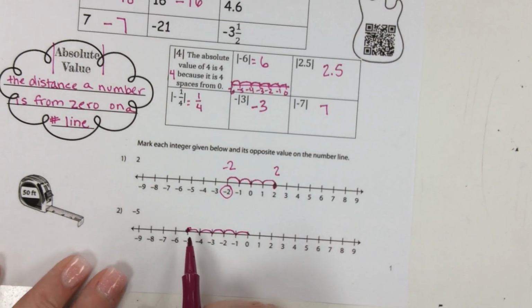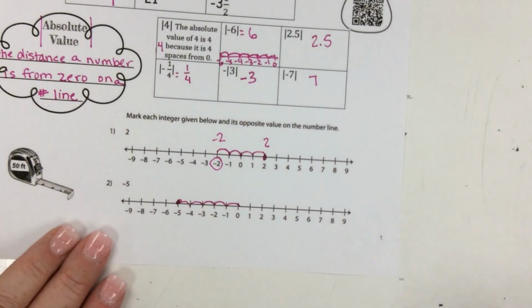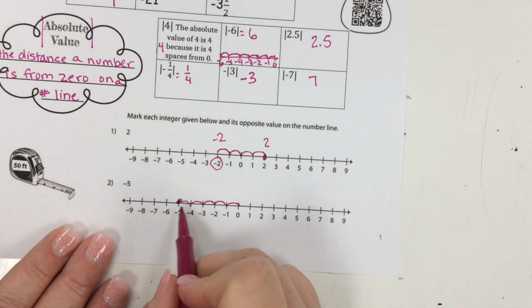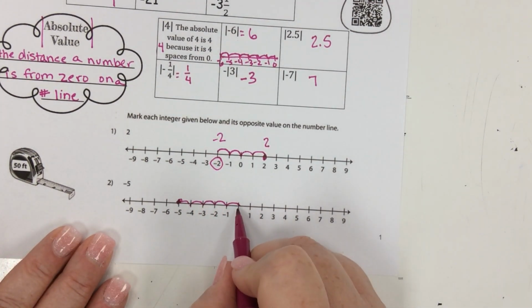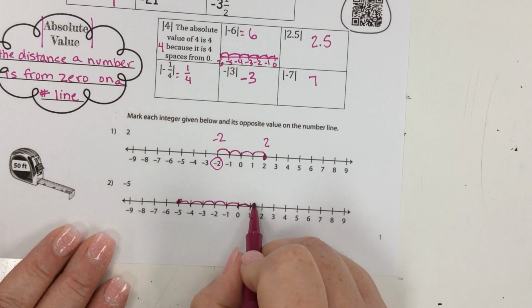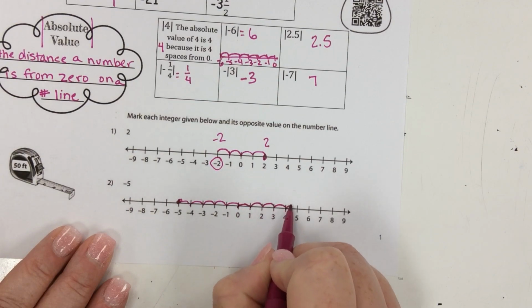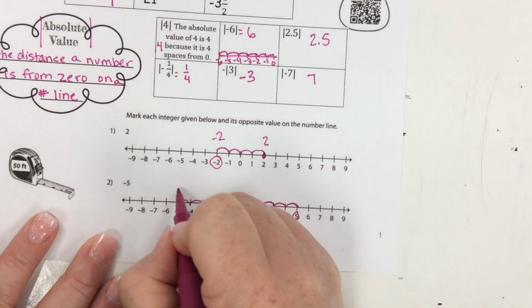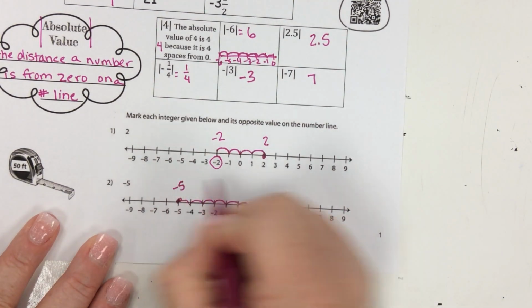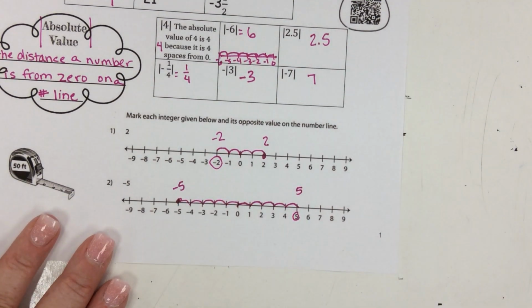Now, pay really close attention. I'm counting the jumps, not just the lines. If I count lines, I'm wrong. I have to count the spaces, okay? So it was 5 spaces, so I'm going to go 1, 2, 3, 4, 5 spaces this way, and my answer is positive 5. So negative 5 and positive 5 are opposites.